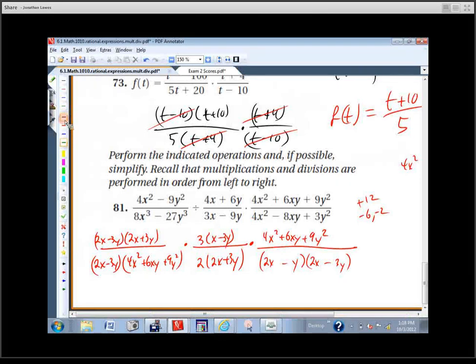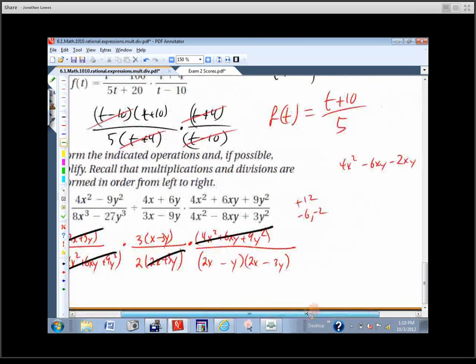now all right, maybe fun's a stretch, but it's almost fun. You just start crossing off common factors. That ugly mess with that ugly mess. Those two with those two. Let's see, I can cancel this one off with this one. And let's see, anything else? Nope. So that means the only thing left on the top is a 3 and x minus 3y. And on the bottom, I've got a 2x minus y, and a 2x minus 3y.